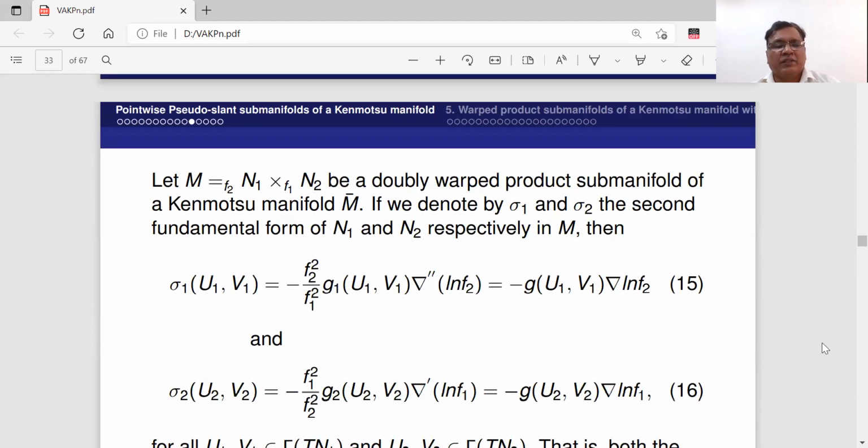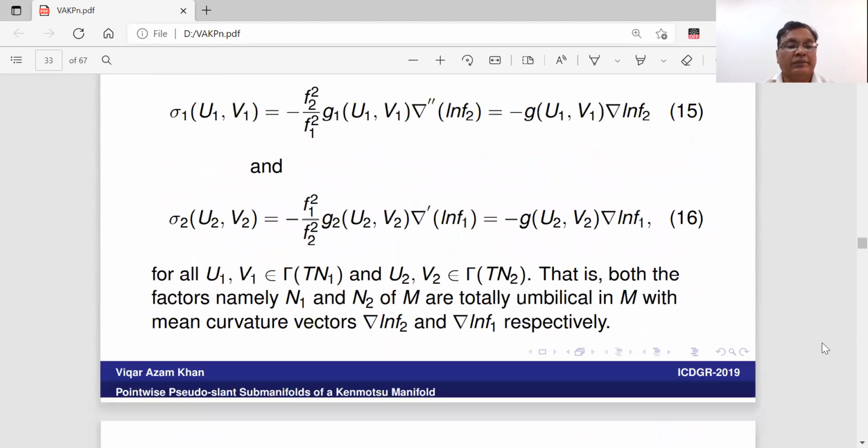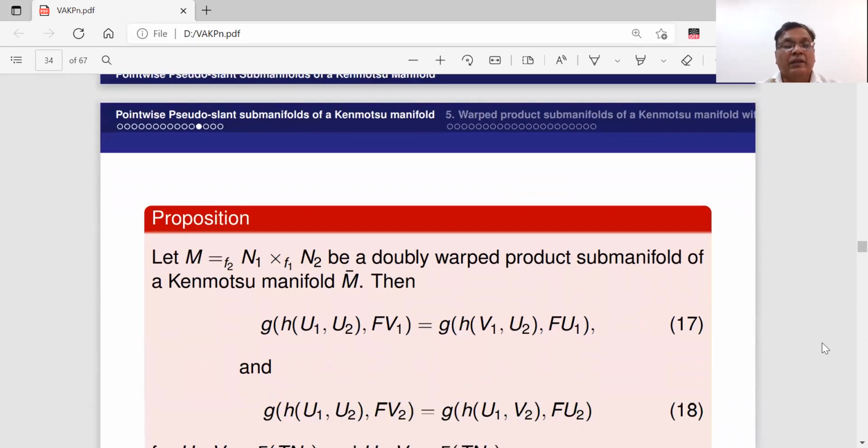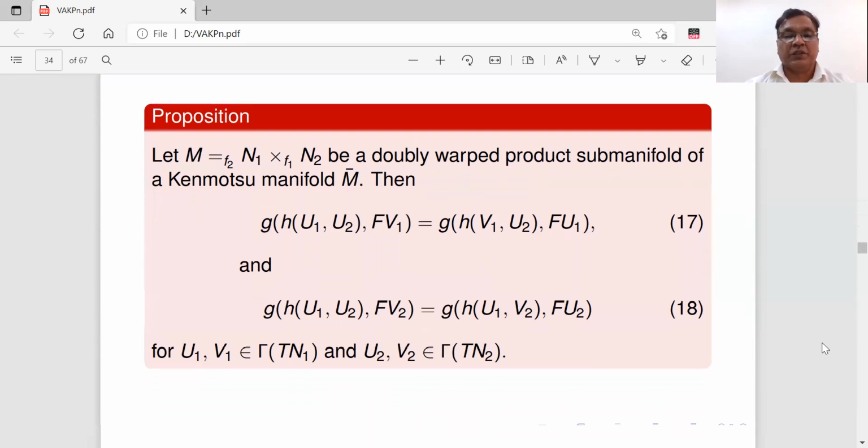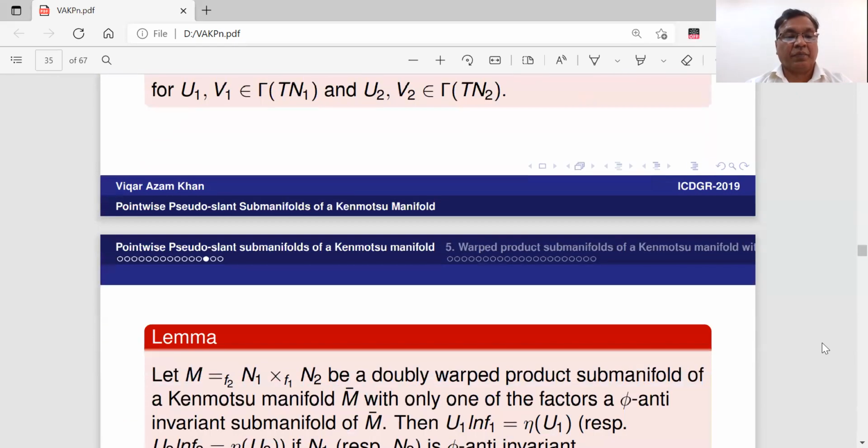There are a few more formulas that we have obtained here. And then this proposition gives us some relationships of the second fundamental form. Here U1, V1, etc. will always denote vector fields tangential to the first factor. U2, V2, etc. will denote vector fields along the second factor. So we observe that these relationships are satisfied by the second fundamental form. These relationships will be used in our subsequent discussions.